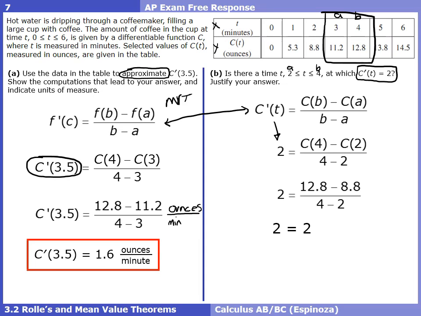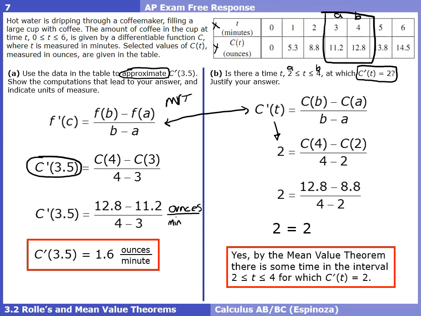So we verified it. The question was, is there a time from 2 to 4 where the derivative could be equal to 2? The answer is yes. We don't know what that time is, but there is a time where the derivative could be equal to 2. So anytime we're asked to justify our answer, we need to write out some sort of sentence that illustrates we understand what we just did. So what can we say to finalize this answer? Well, first we can of course say yes.